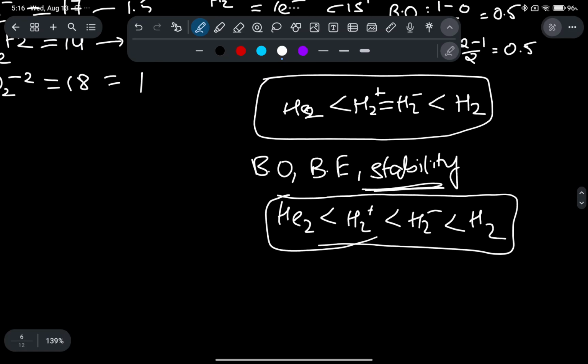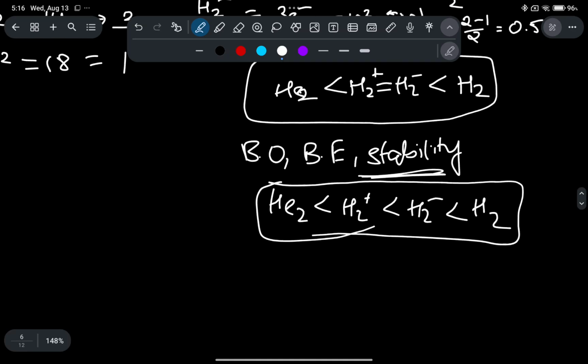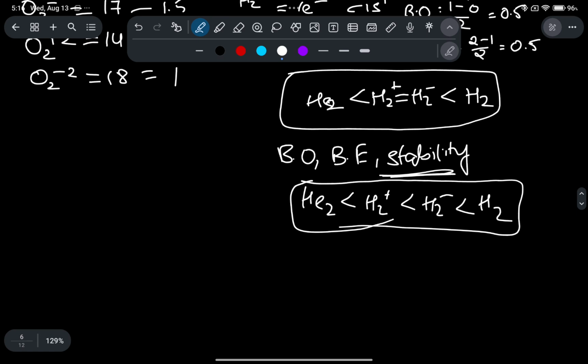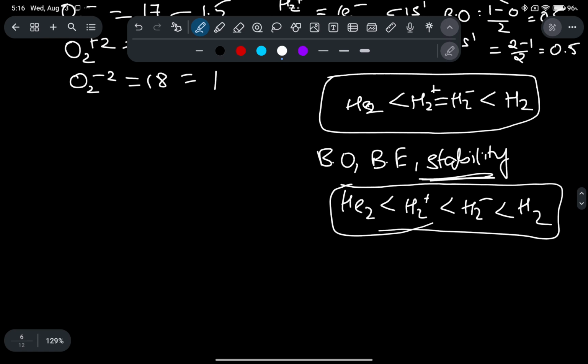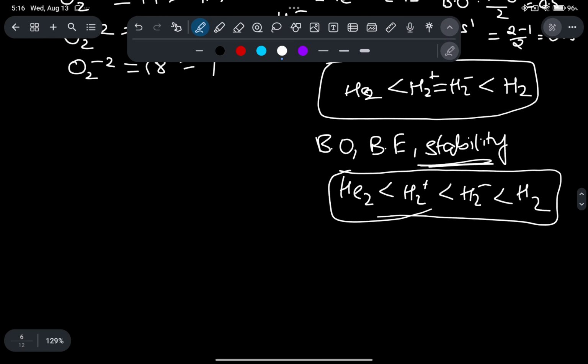No need to worry. But bond length is completely reverse. H2 will come to the back and He2 to the front, because they are inversely proportional. So thank you students. Up to here we have completed the MOT theory.